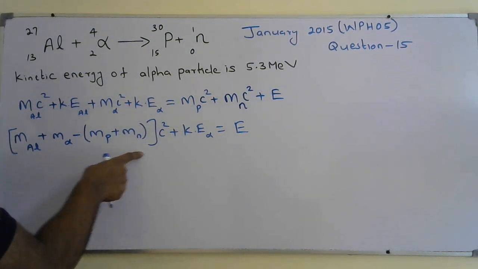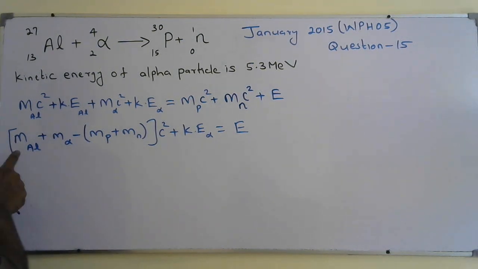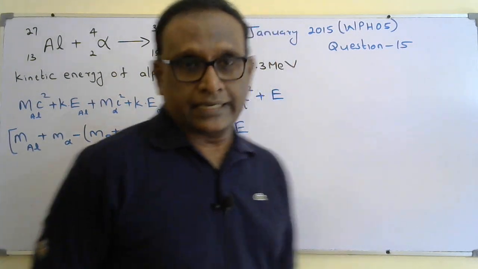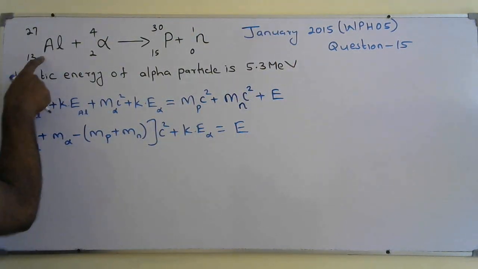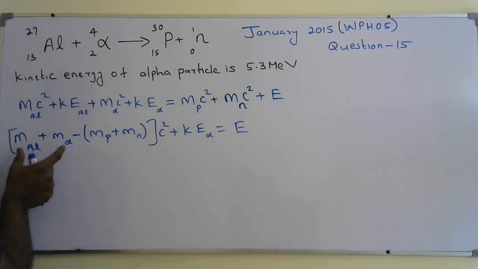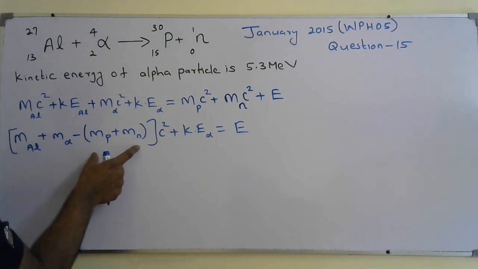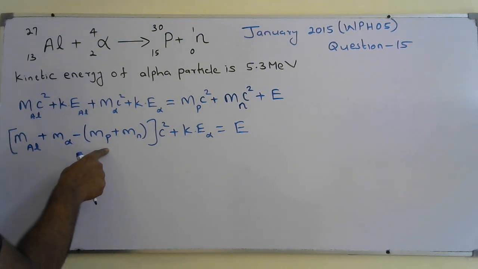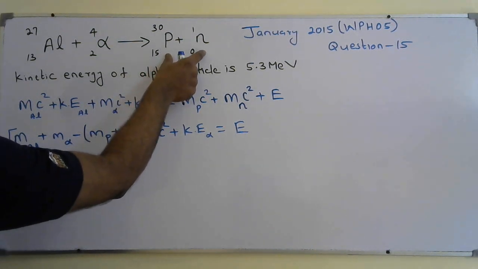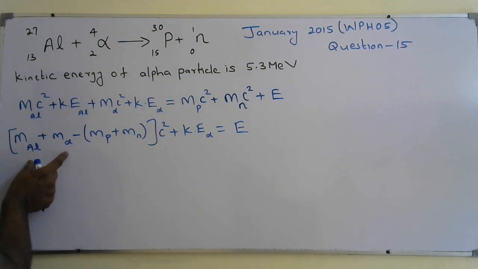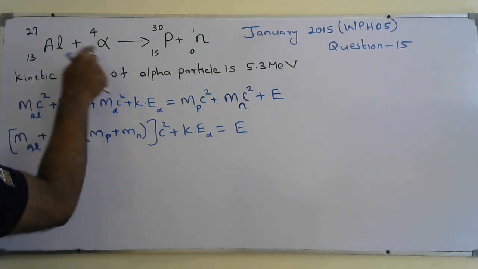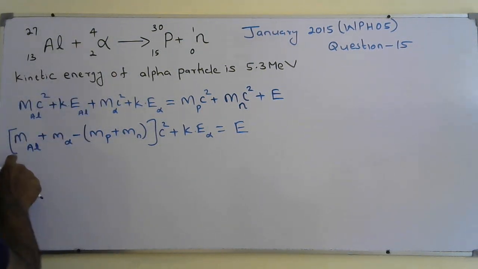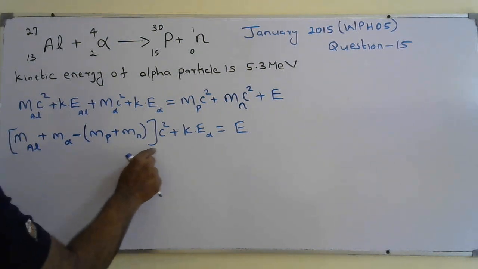Okay, so this one we call mass deficit. Total mass of the initial nuclei, initial elements, that is mass of the aluminium plus mass of the alpha particle, minus mass of the product, mass of the phosphorus plus mass of the neutron. So we are subtracting the total mass of the products from the total mass of the elements involved, aluminium nucleus and alpha. So that means this is the mass deficit.